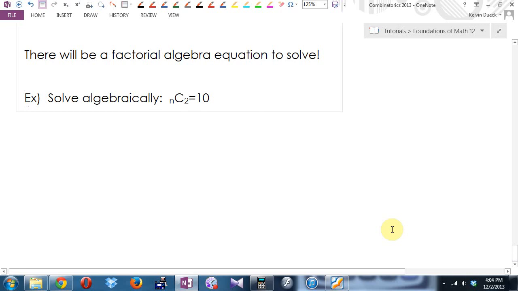By the way, again, you can always guess in your answer. You could try really quickly. 1 choose 2 wouldn't make sense because you can't pick 2 objects from one thing. So I wouldn't try 1, but you could try 2 choose 2, 3 choose 2, 4 choose 2, 5 choose 2, 6. You can find the answer. But I said solve how?